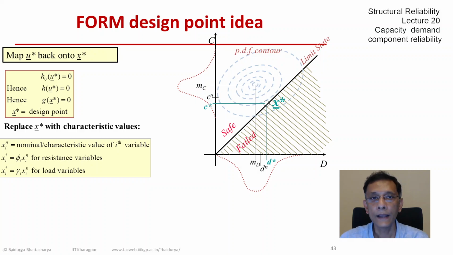So xi superscript n is the nominal or the characteristic value of xi, and we can say that its relation to the design point value is in terms of a factor phi. So xi star could be xi n times a factor phi. This phi will turn out to be a very important factor.